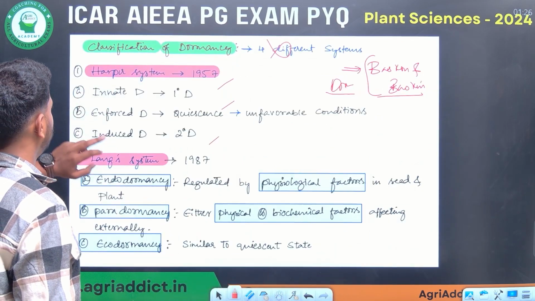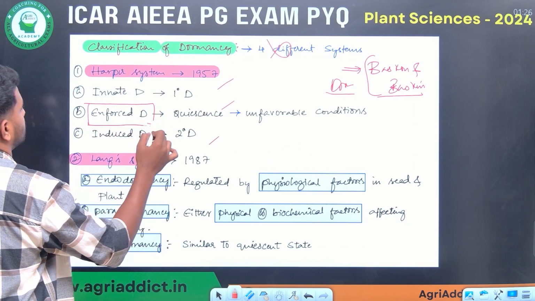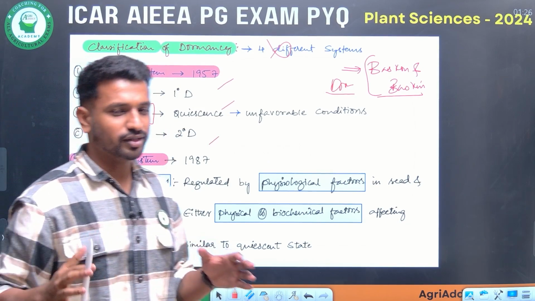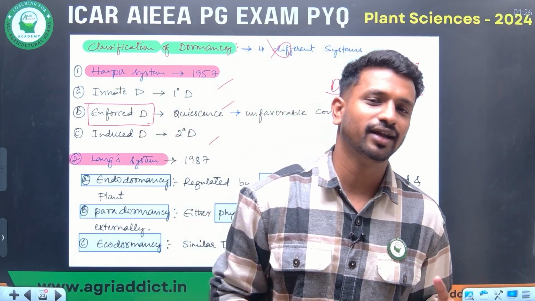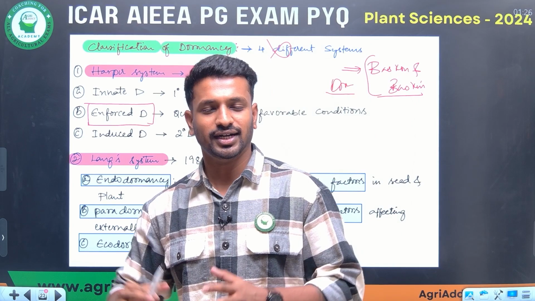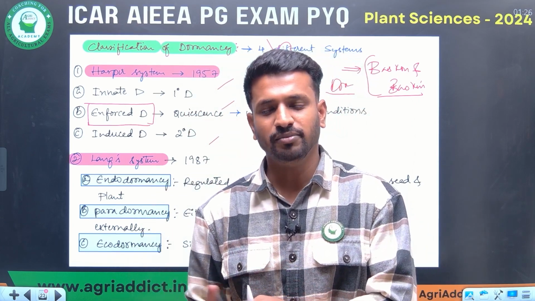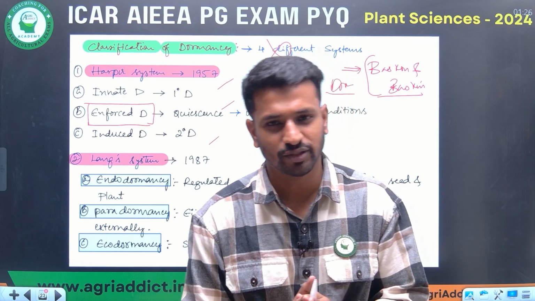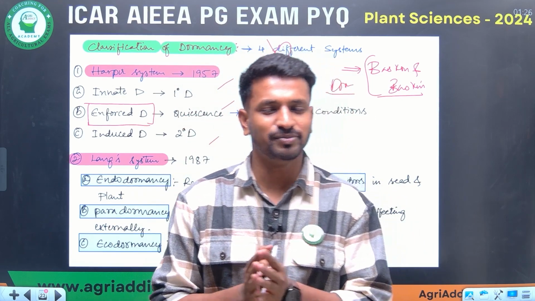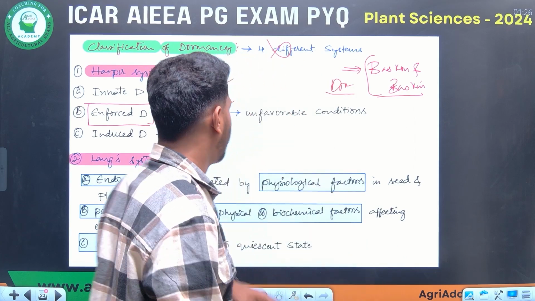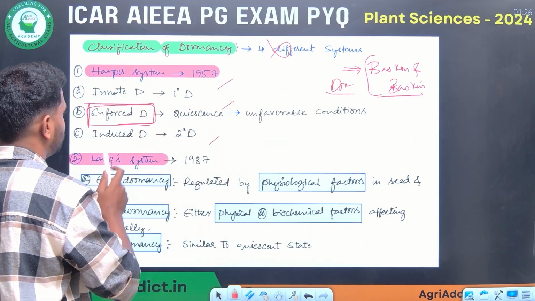So here in the Harper system, we have a term called enforced dormancy. The overall concept is very simple. Different people try to understand dormancy in different ways and give different classifications. Over a period of time, based on the kind of work done, until today we have the latest system which is followed, Baskin and Baskin. But earlier to that, we had other systems. In one of them, this term was used, called enforced dormancy.